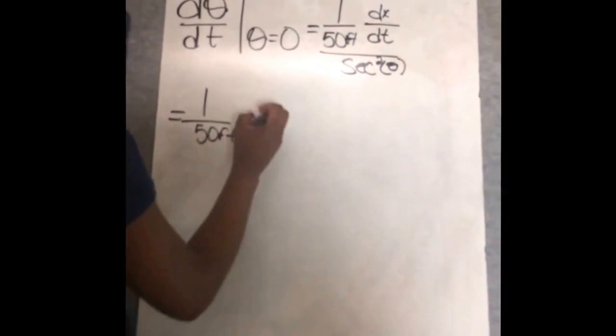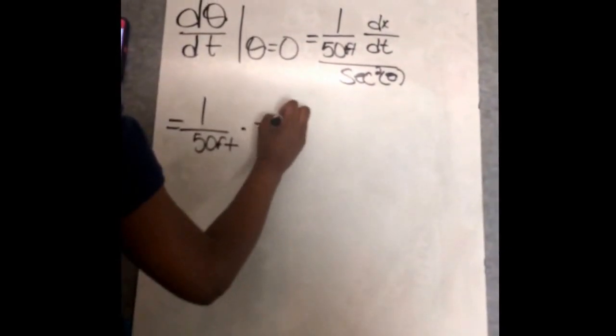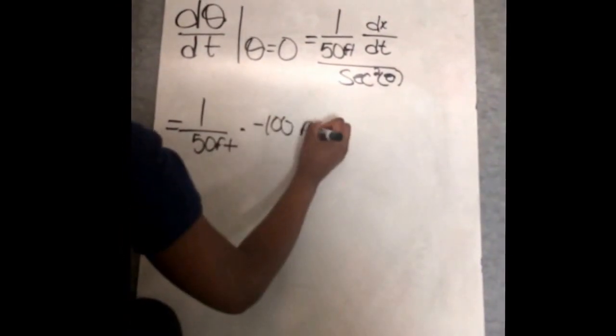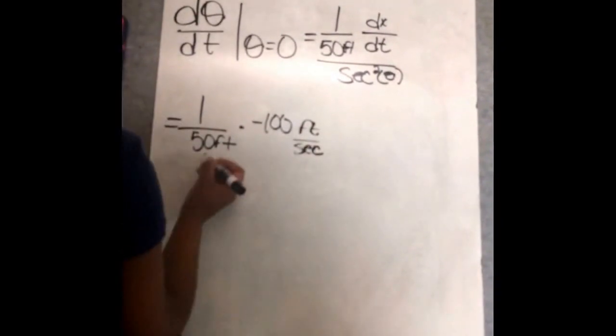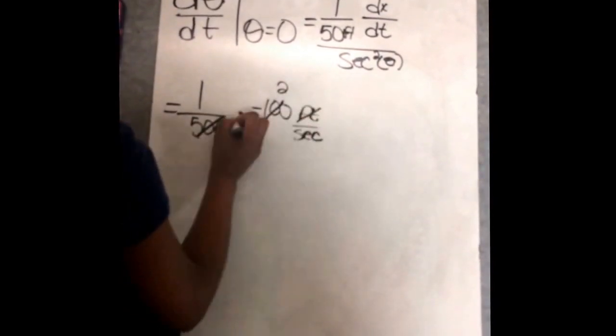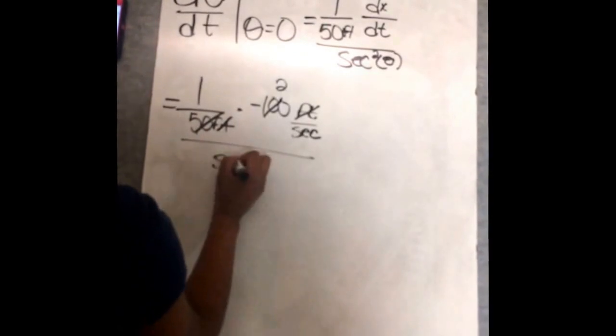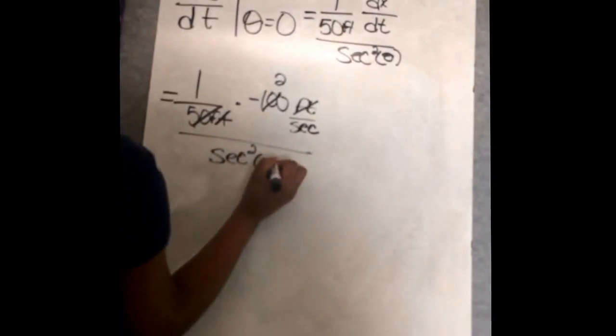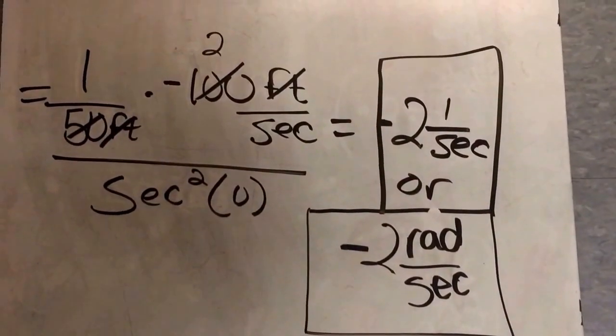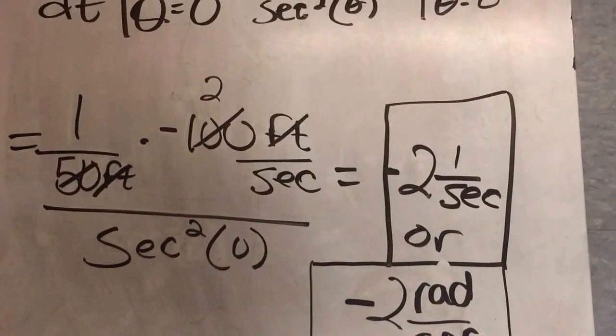Thus giving us d theta/dt equals (1/50 feet times negative 100 feet per second) all over sec^2(0). The top simplifies to negative 2 and the bottom, sec^2(0), is just 1. So as the car is passing closer to the road, the camera is turning at negative 2 radians per second.